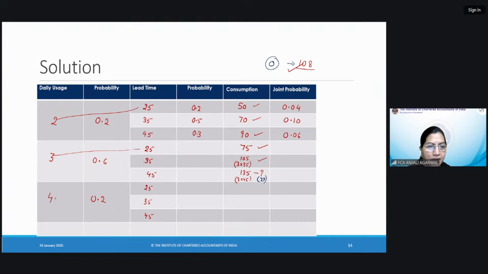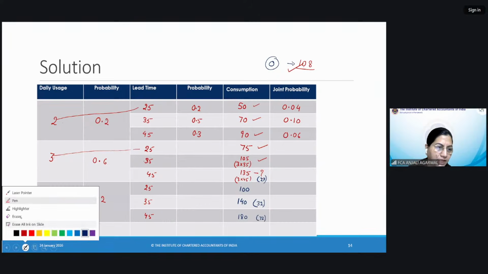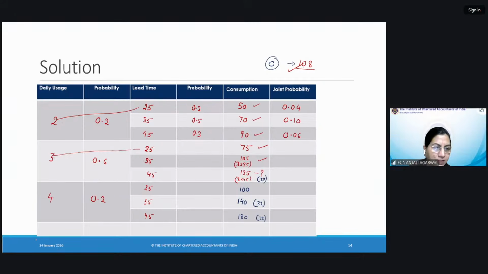Then further consumption, 4 into 25, 100. Again, you are safe. 4 into 35, 140. Again, this is a situation of danger. How much? 140 was the consumption. 108 was your reorder level without safety stock. So you will be stock out by 32 units. And 4 into 45 is 180. Here you will be stock out by 72 units. So these are your situations of stock out.